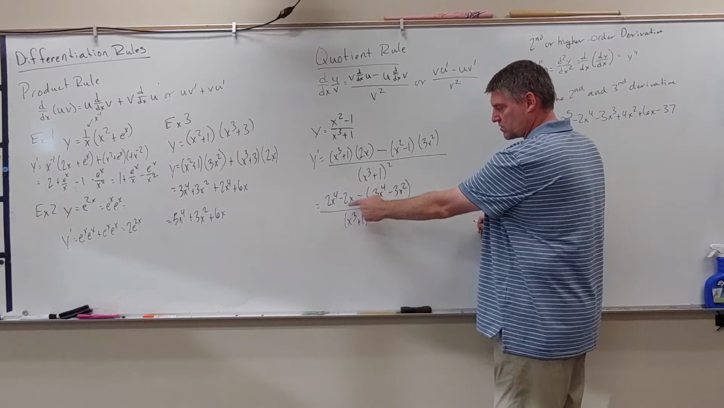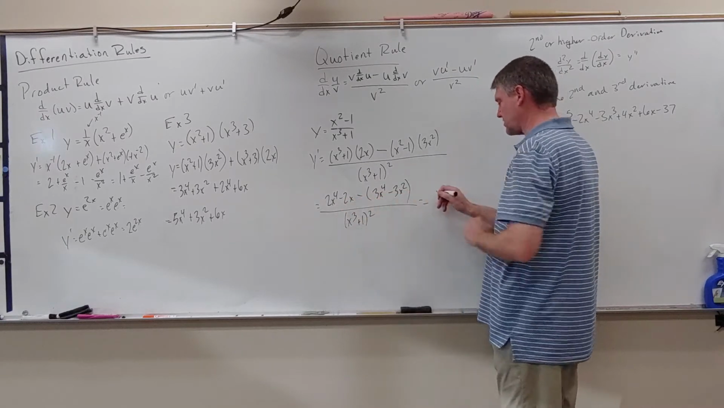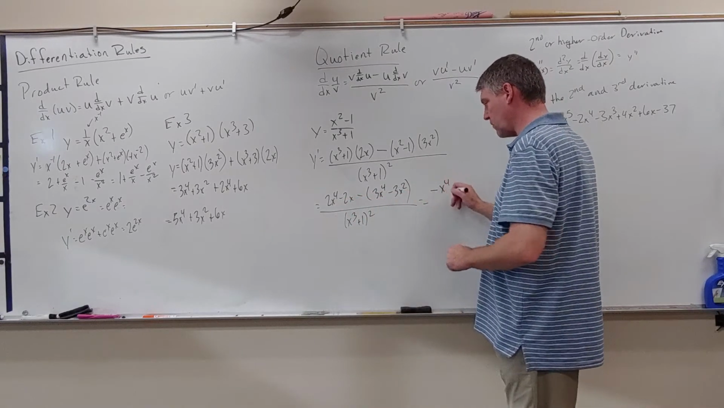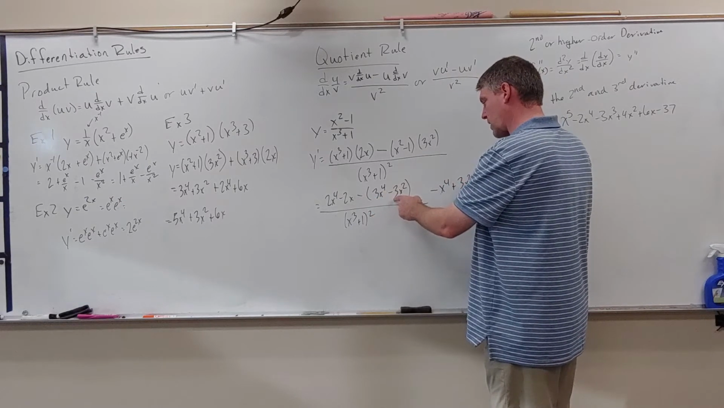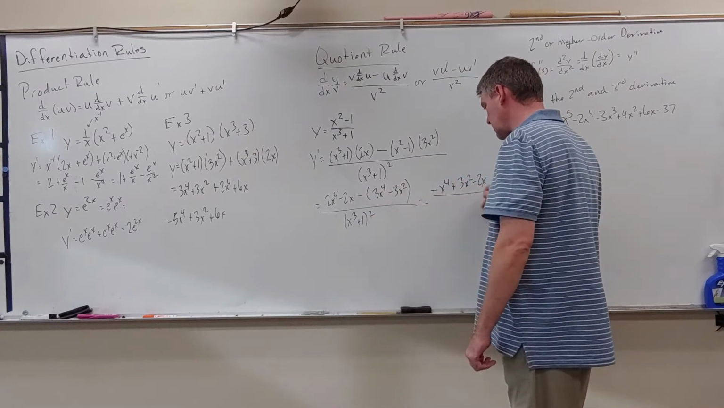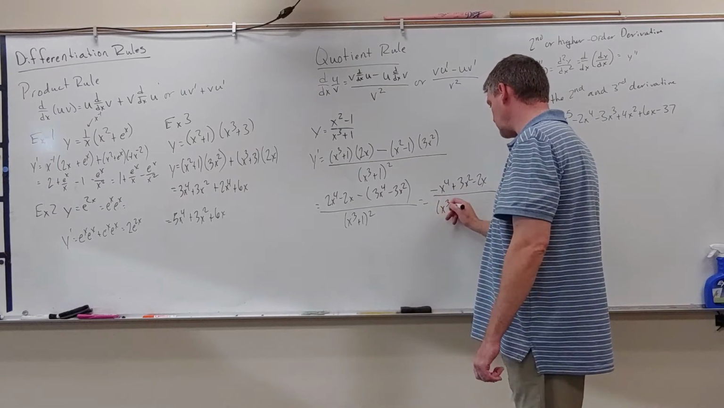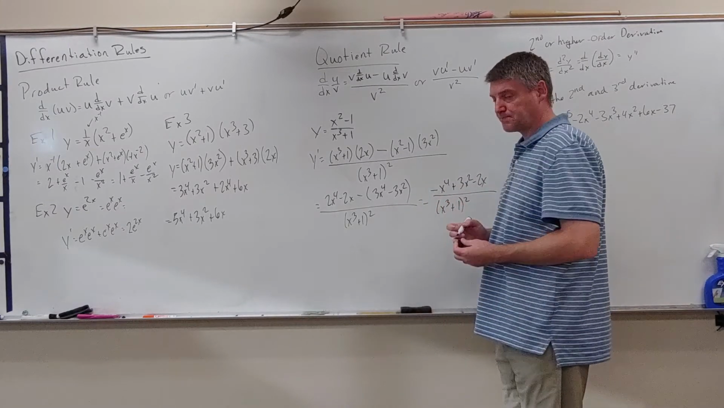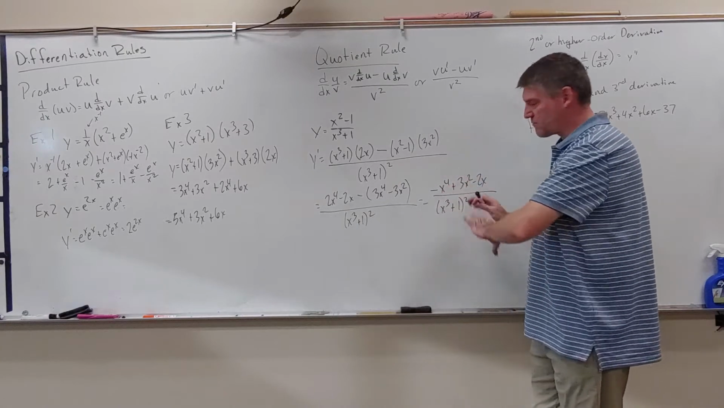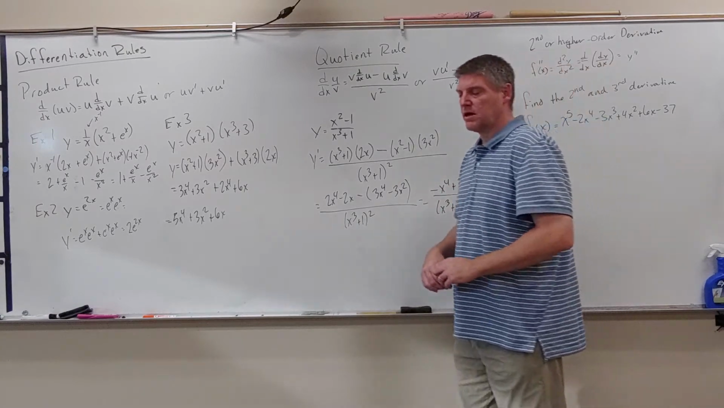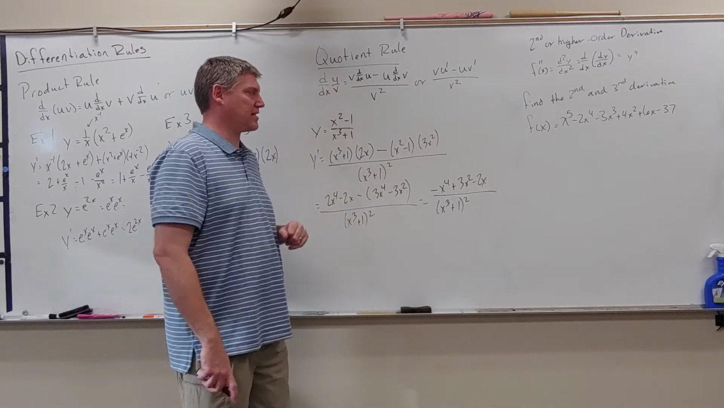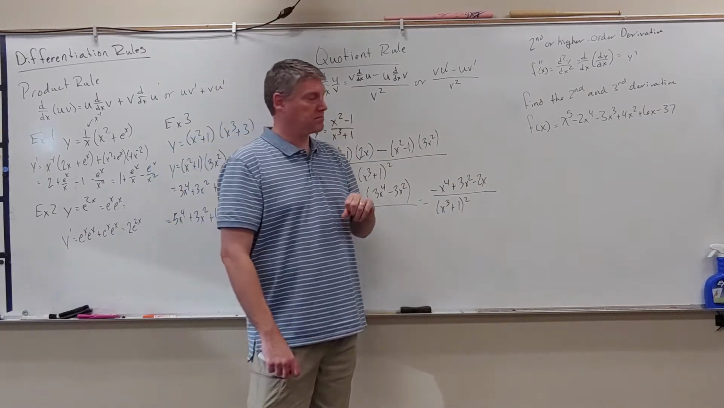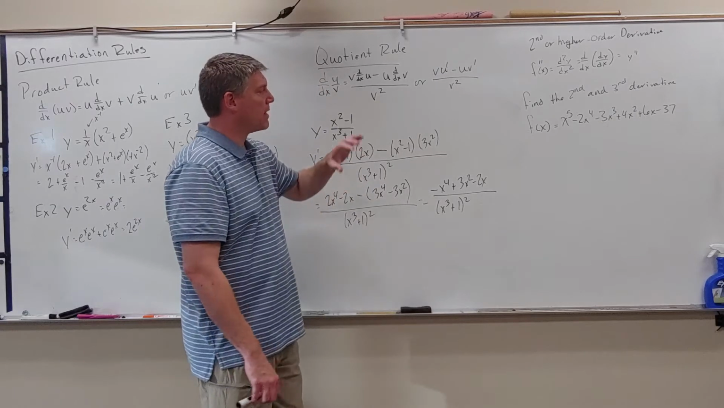Distribute my negative here, so I have 2x to the 4th minus 3x to the 4th, which is minus x to the 4th. Negative negative, plus 3x squared minus 2x, all over x cubed plus 1 quantity squared. Okay, so there's my derivative. I'm going to leave it like that. I could square that out. That's something you can do on your own if you want.